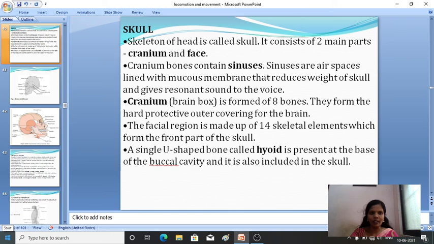First comes the skull. The skeleton of the head is called the skull. It consists of two main parts: one is the cranium and another one is the face.